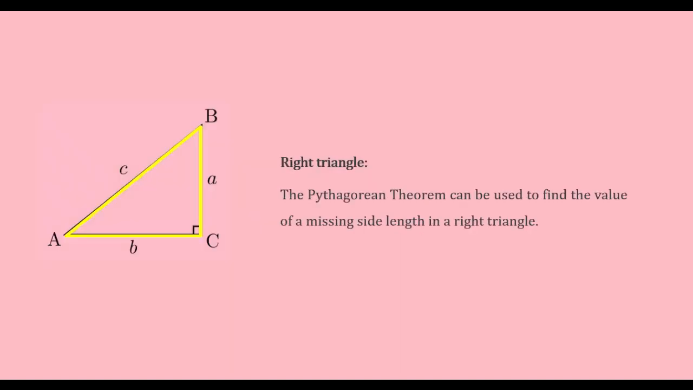The side opposite the right angle is called the hypotenuse, side C in the figure. The sides adjacent to the right angle are called legs, sides A and B. Side A may be identified as the side adjacent to angle B and opposite angle A. Side B is the side adjacent to angle A and opposite to angle B.